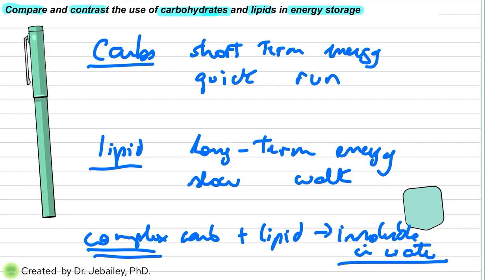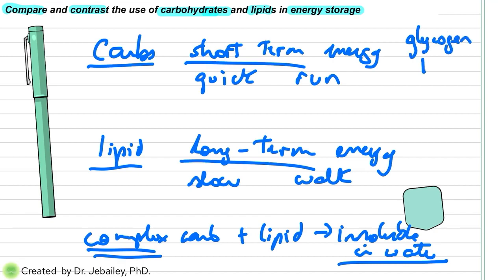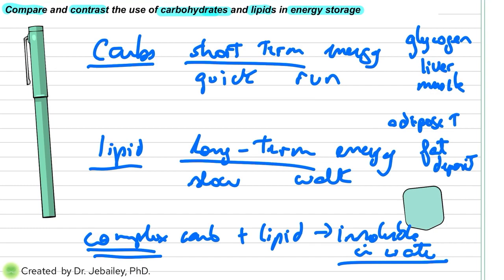However, the difference between them is that carbs are usually short-term and lipids are long-term. Carbs are stored as glycogen in our liver as well as our muscle, while lipids are stored as fat deposits, and there's a specific name for that, which is the adipose tissue. So these are the differences that I know of.